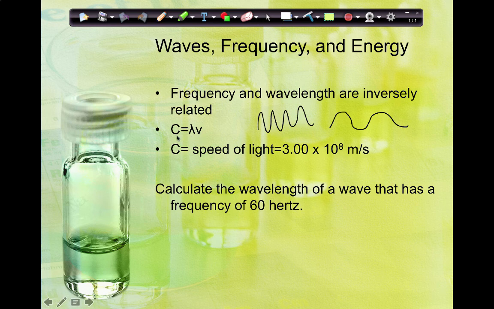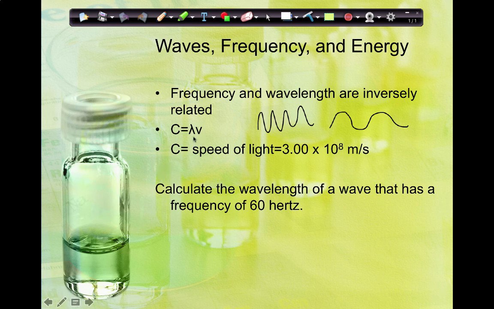So now if I were to take the wavelength of any wave and multiply it by its frequency, I'm going to get the speed of light, which is a constant. It's always that value. It's 3.0 times 10 to the 8th meters per second. So this applies for all types of electromagnetic radiation. They all travel with the same speed in a vacuum. So they all travel at 3.0 times 10 to the 8th meters per second.